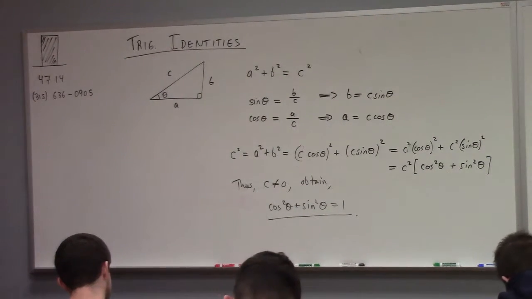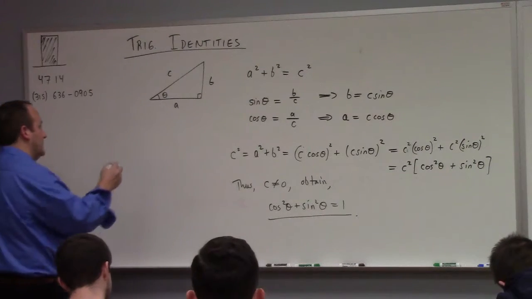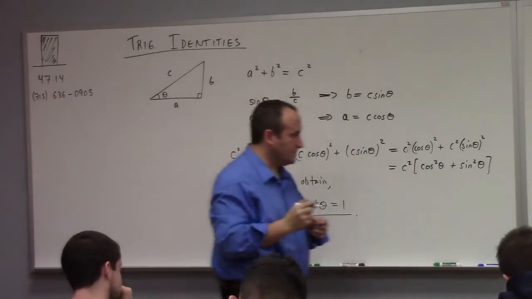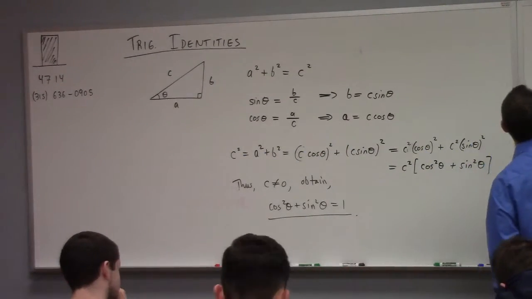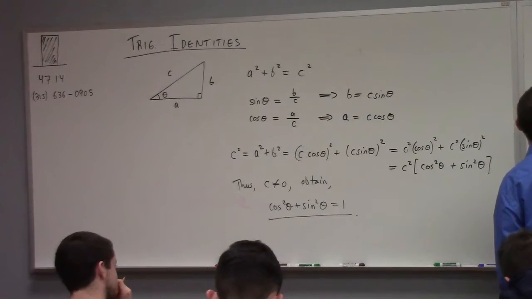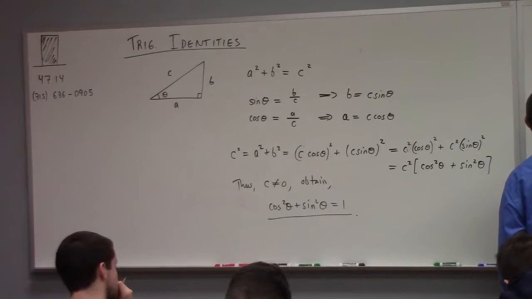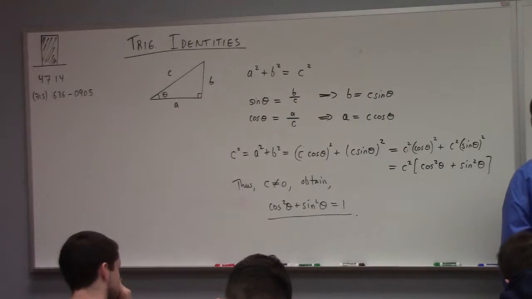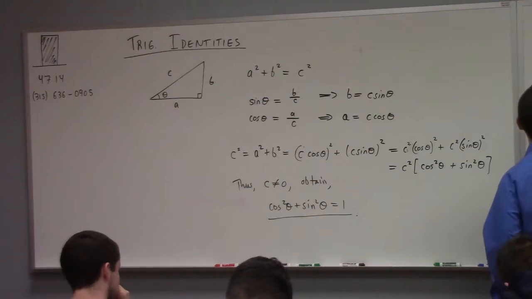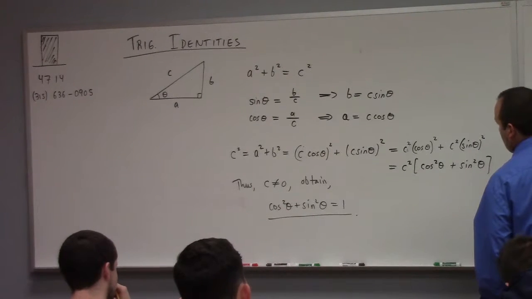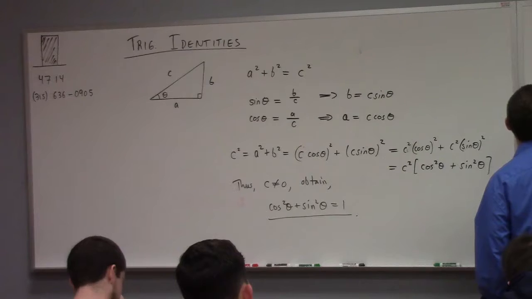Now, what other things do we introduce in terms of trigonometry? You remember? We introduce, what's it called? Tangent, right? What's that? Sine over cosine theta. And so, if we divide the Pythagorean identity, we get what?